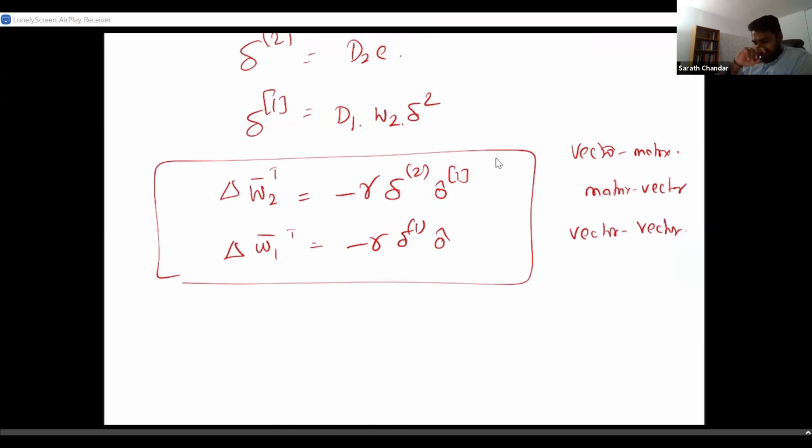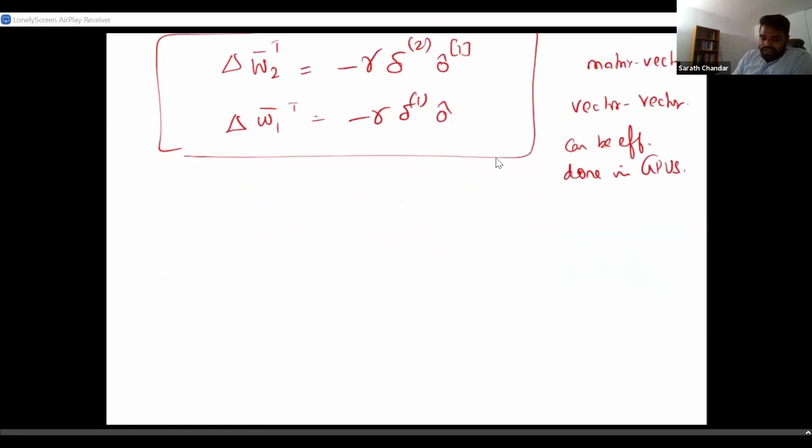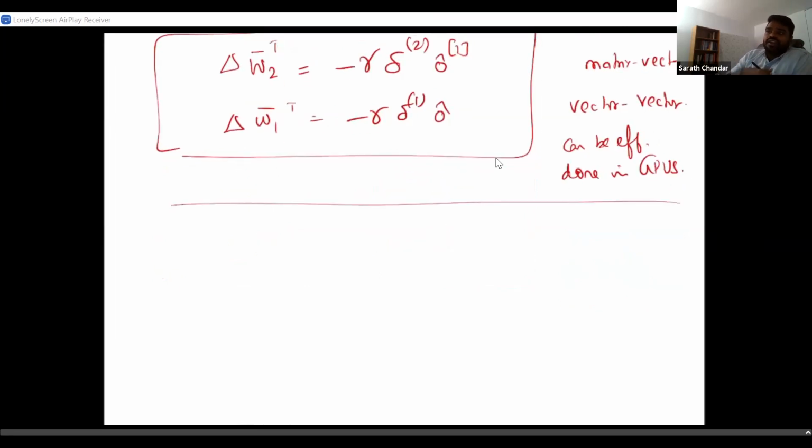So this kind of vector-matrix multiplication can be efficiently done in GPUs. Often when you train neural networks, they're going to be slow on CPUs, but you can parallelize them on GPUs by exploiting the fact that all the operations here are matrix operations. Now, in fact, it is actually very easy to generalize these gradients to any number of layers.